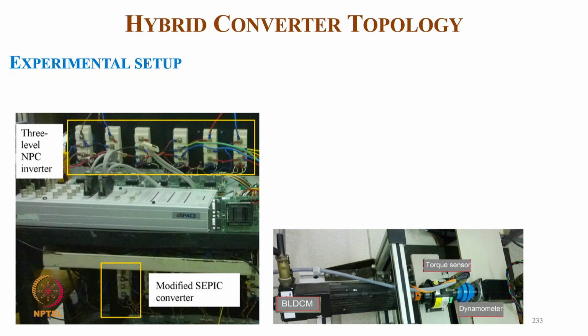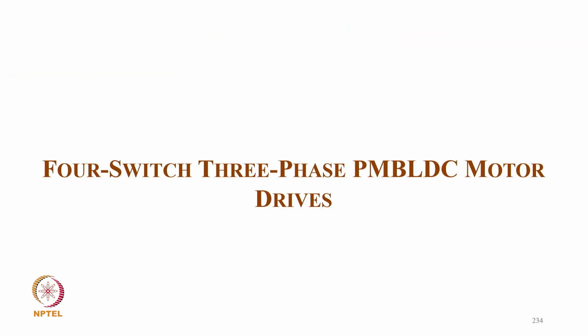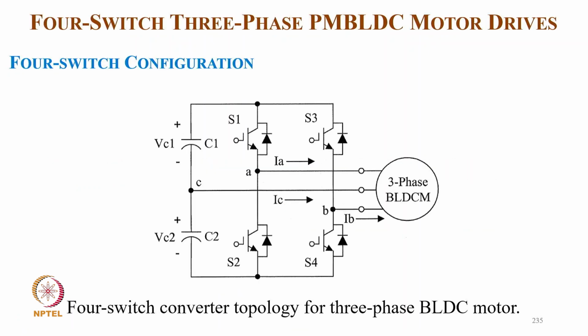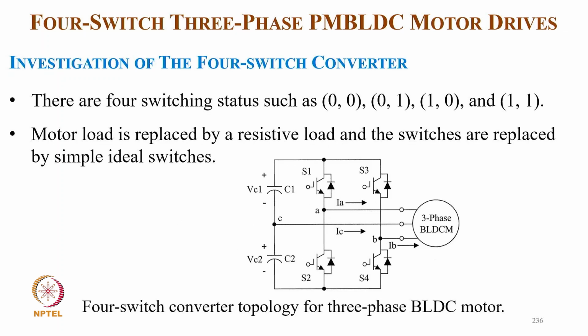And this is typically the experimental setup for the 3-level NPC and modified SAPI converter. So coming to the 4-switch 3-phase BLDC motor, sometimes to reduce the switches, we take a midpoint of the inverter. For low power rating it will work well, and you are able to reduce the switches here. And typically there are 4 switches, such as 00, 01, 10, 11. The motor load is replaced by a resistor, and the switches are replaced by symbols.